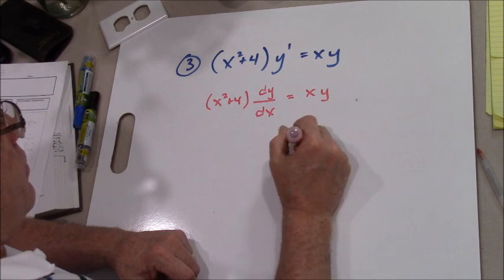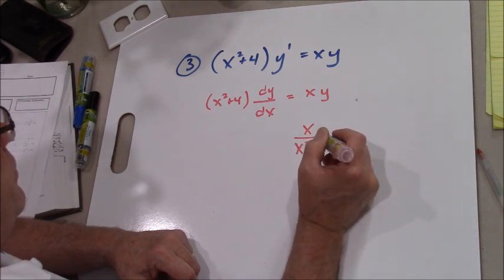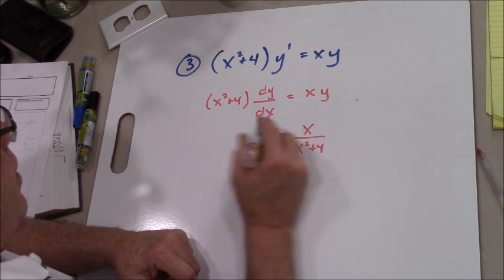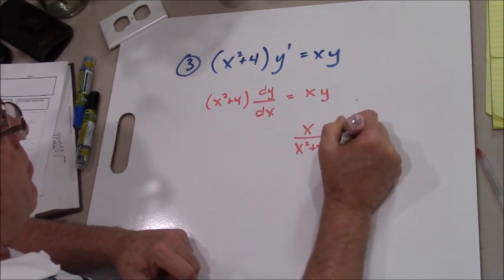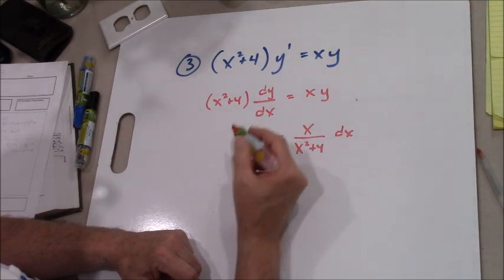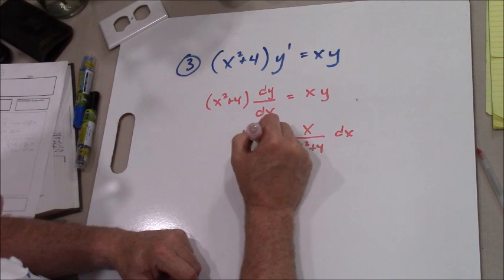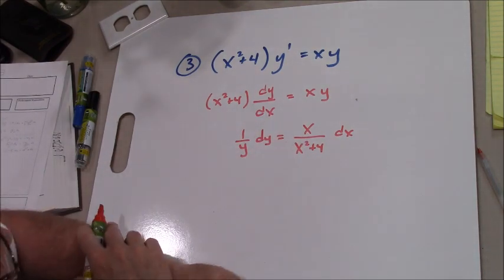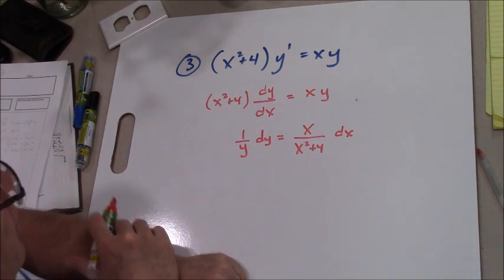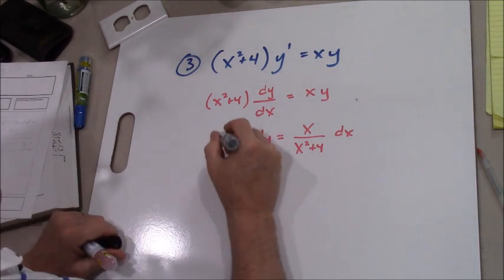So I'm going to have x over x squared plus 4. I'll move the dx over and multiply. And then the y needs to come back over to this side, and we're dividing by that. So 1 over y dy. So there's my separation of variables. Now I'll go ahead and integrate both sides.